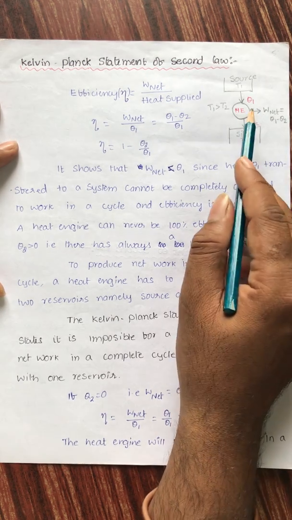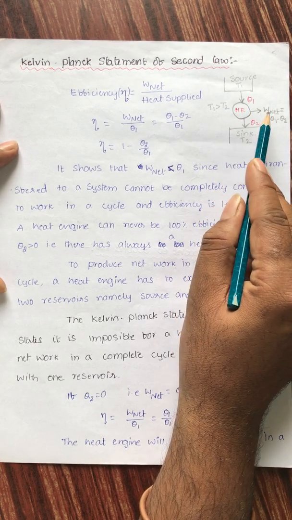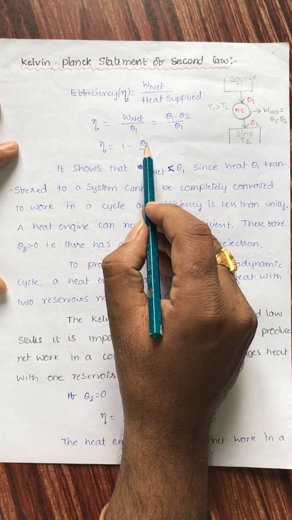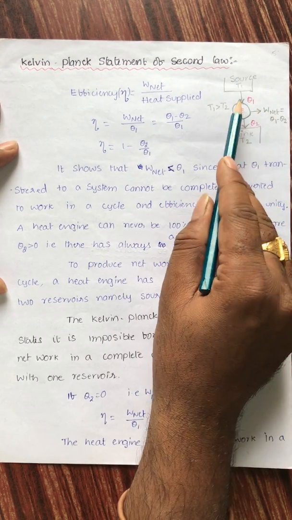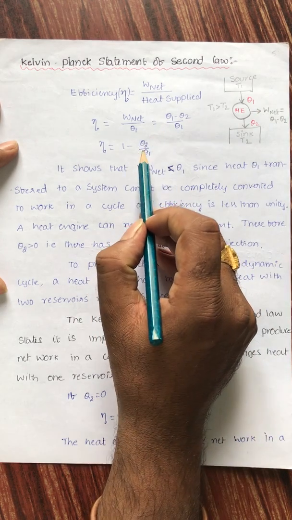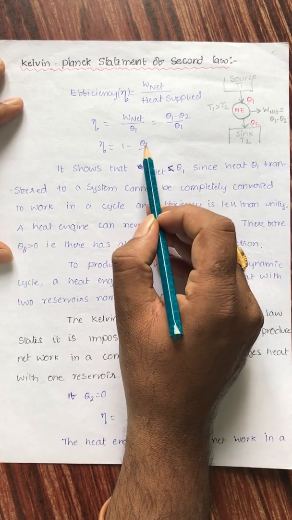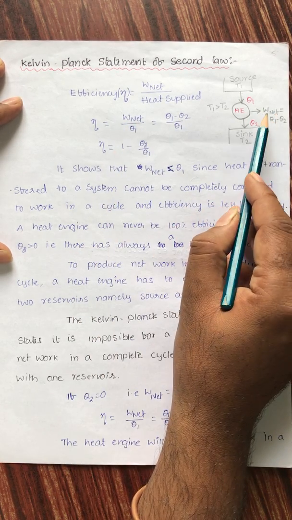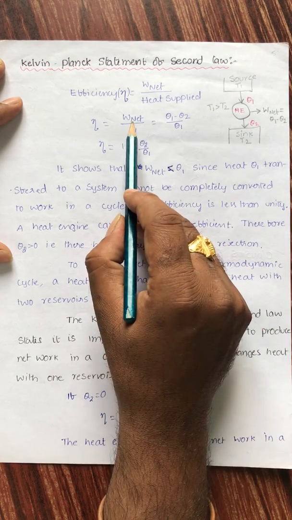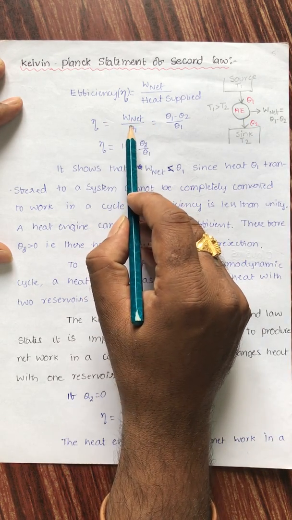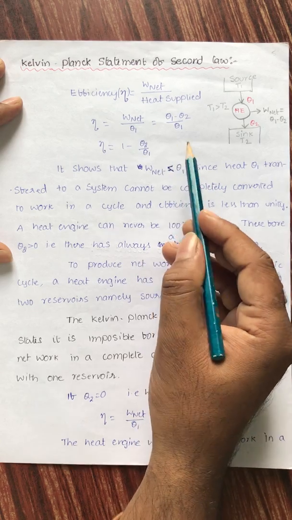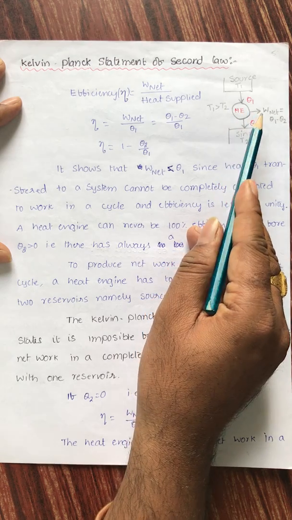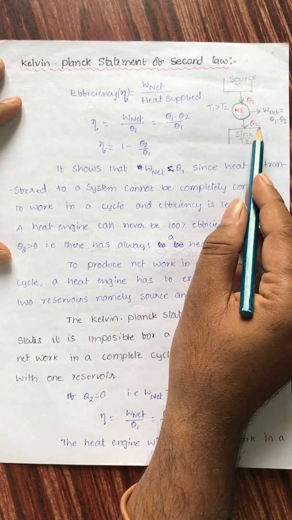So what is the statement? If heat is 100% converted into work, the efficiency is 100%. That means if I put Q2 equal to 0, then W net is equal to Q1, and the efficiency is 1 minus 0, that is 1, which means 100%. But this is not practically possible, because heat is never 100% converted into work. There must be some heat rejection all the time.